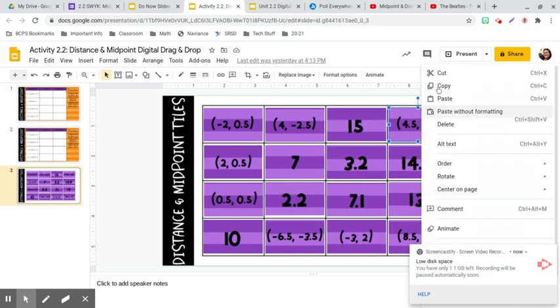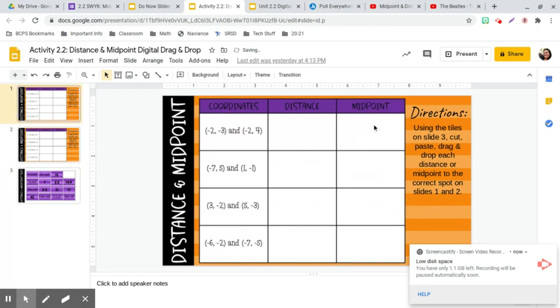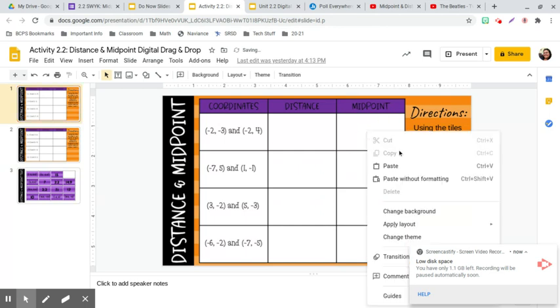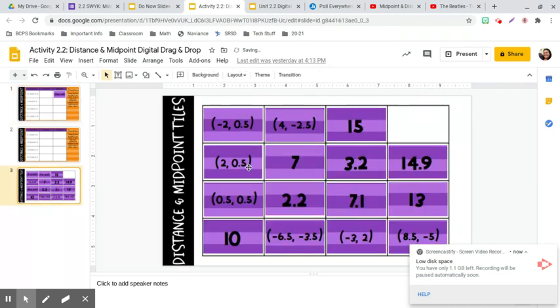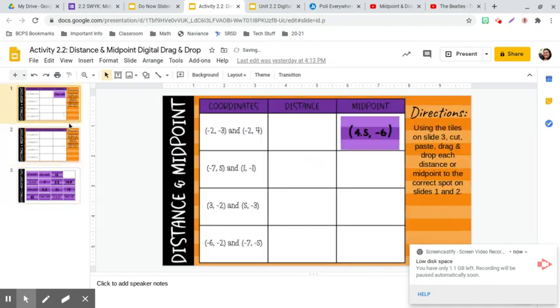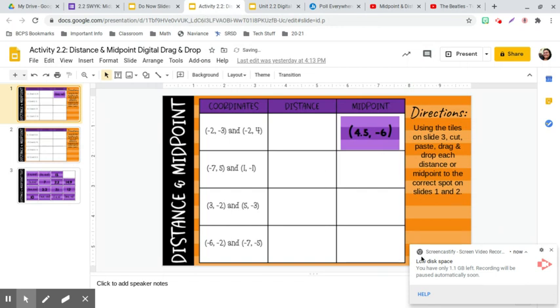You're going to cut, and you're going to come up here, and you're going to paste it into the midpoint box. Bam, just like that. You're going to go through and you're going to do that for each distance and midpoint, and all your answers are on here. So if you get an answer that is not one of these answers, check your math, because something is wonky. Now, we will pick up with going over our activity 2.2 tomorrow.